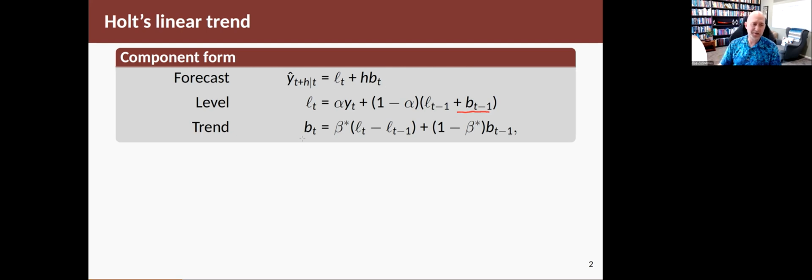So b_t, which is the slope at time t, is equal to beta star times the difference in the last two levels, plus 1 minus beta star times the last slope. So it's a similar idea in that you're updating your estimate every time you get a new observation. And each of the two equations for level and trend involve a weighted average with weights alpha and 1 minus alpha, or beta star and 1 minus beta star. So they're convex combinations. We're going to use beta star because I want to reserve beta for later on for another formulation of the problem.